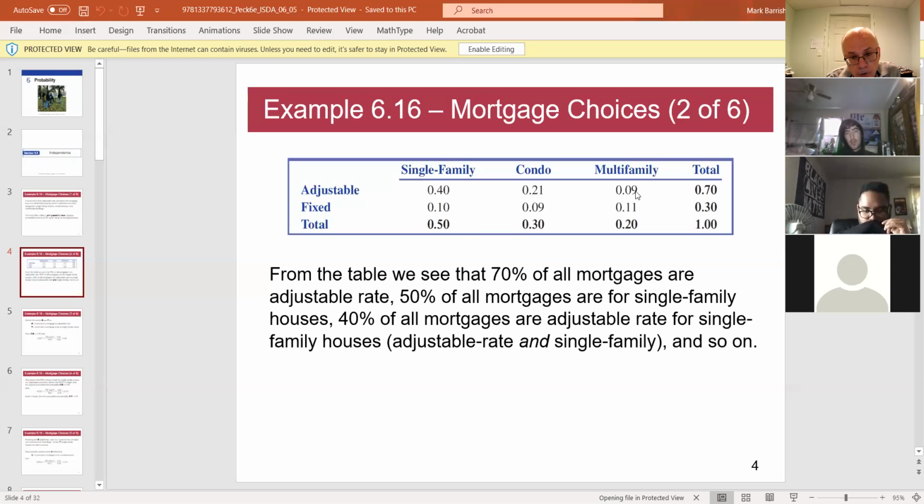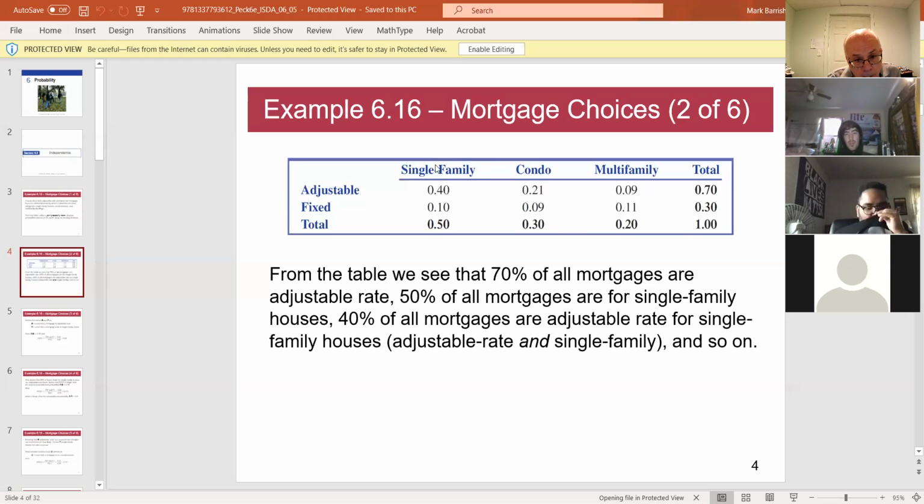You may even have a multifamily home. Well, those aren't as common. But these are three types of homes that you may take out a mortgage in. According to this table, for example, out of all the people who took out mortgages, 40% of them took out an adjustable rate mortgage for a single family home. That's how you read it.